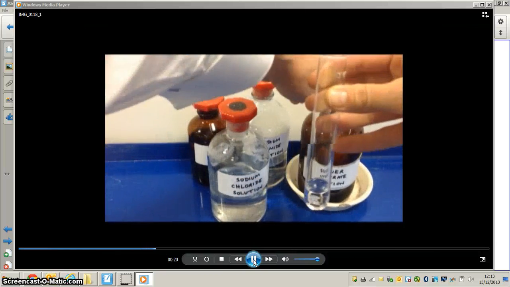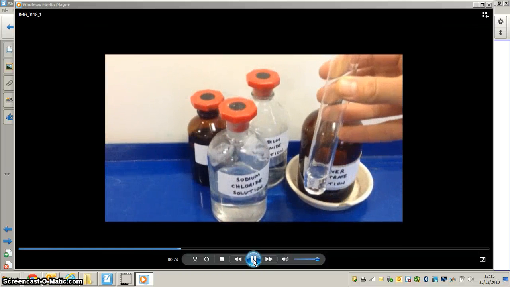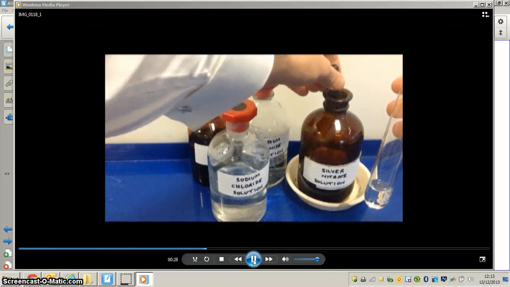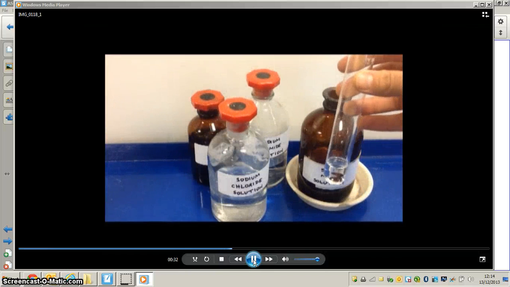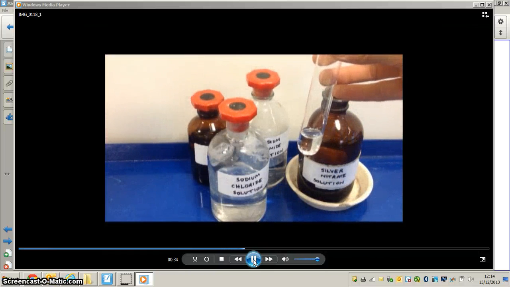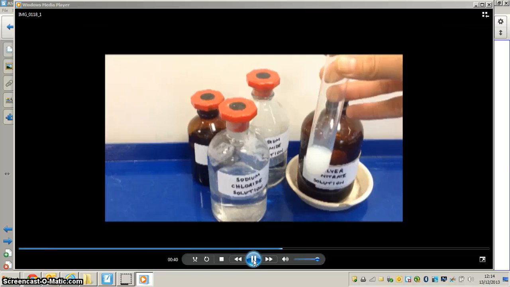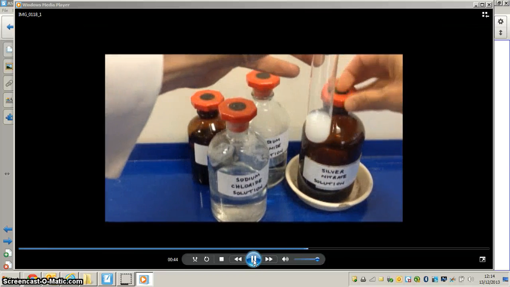And then we add some silver nitrate solution to that solution. What will happen is the chloride ions will react with the silver ions and will form a precipitate, and this precipitate will be white. So as you can see, we've added the silver nitrate solution to the chloride solution and we've got a white precipitate.